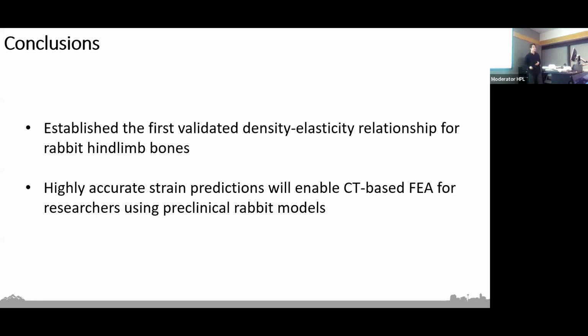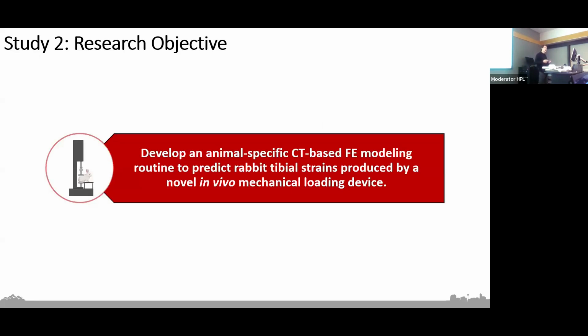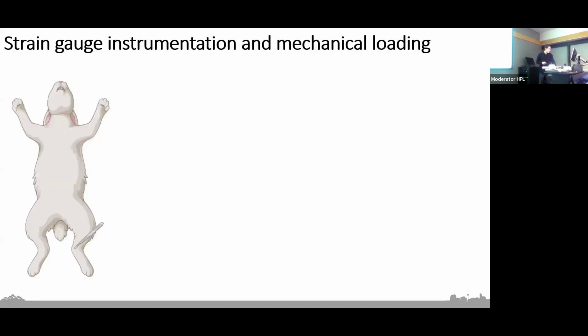So that's leading me right into our second study. And this is where we're actually developing a CT-based FE modeling routine, predictive tibial strains produced by our in vivo mechanical loading device. So this is where we're determining those loading and boundary conditions for the finite element models.